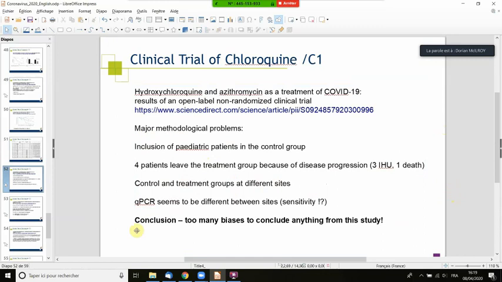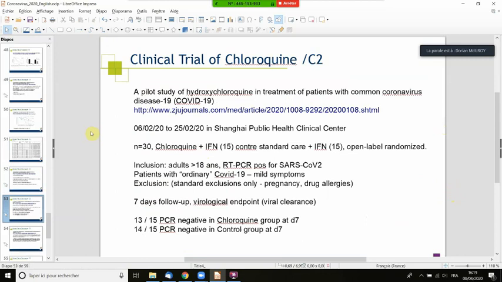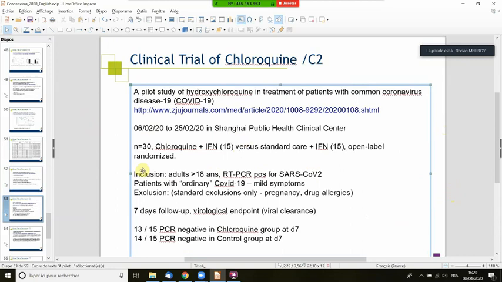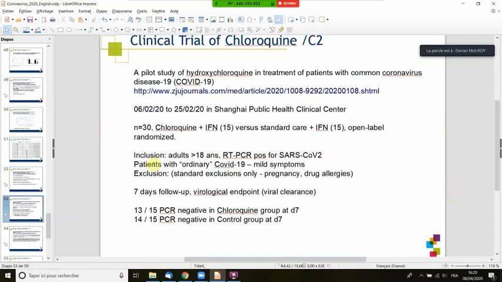So a couple of chloroquine trials from China before I summarize here. This is a small trial coming from Shanghai. Once again, this is a place where they didn't have very many cases, so they only have a small number of patients here. And all of them got interferon alpha through the nebulizer. So it's chloroquine plus interferon versus standard care and interferon. Once again, adults only with positive SARS-CoV-2 RNA, and they have mild symptoms. Seven days follow-up. What's the result?